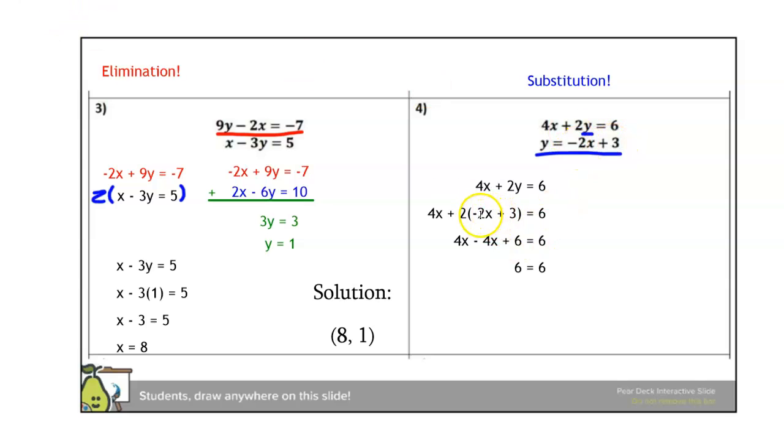So I substituted -2x plus 3 into the equation for y, and then I distributed to get -2 times 2, which is -4x, and then positive 2 times positive 3, which is 6. These two eliminated each other, so 6 was equal to 6. If you recall, that means infinite solutions.